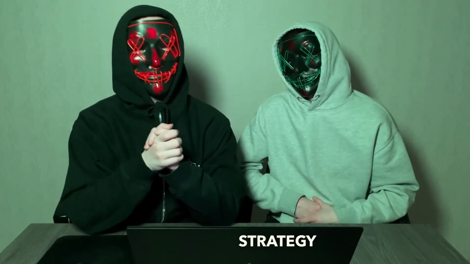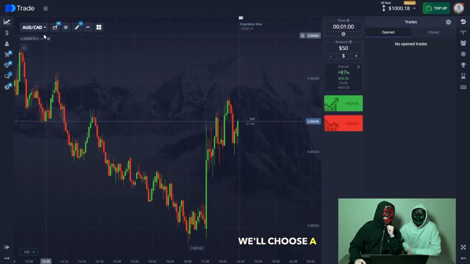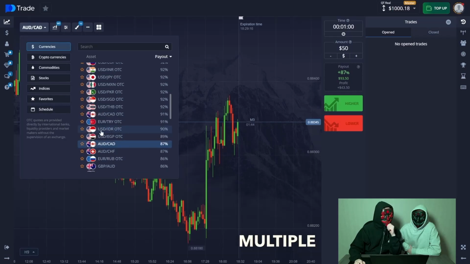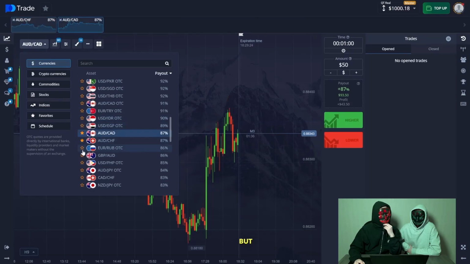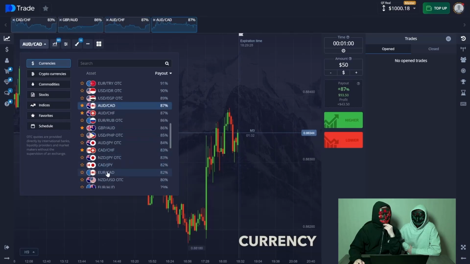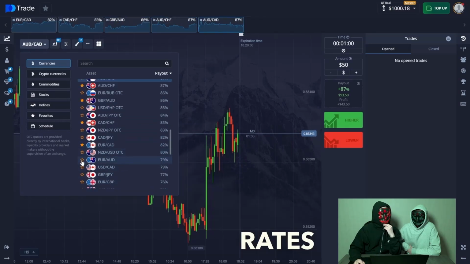And we're going to start trading according to our student strategy, who has made an excellent sum of money in a few days. We'll choose a currency pair, or rather multiple currency pairs, with a payout percentage of at least 80%. Let's opt for several currency pairs right away, but we won't touch OTC. Instead, we'll trade on authentic currency pairs that have real-time rates.